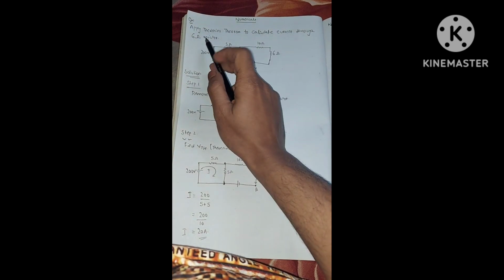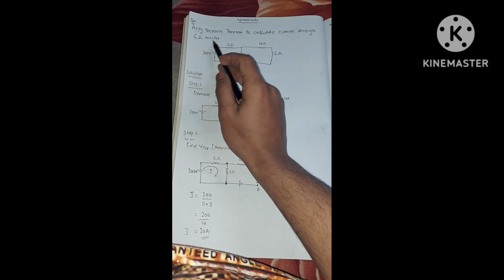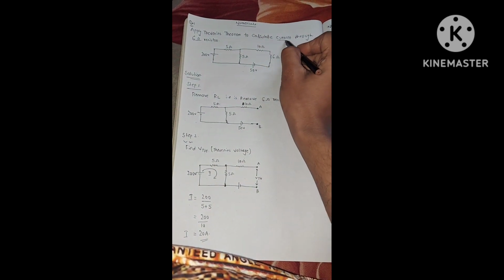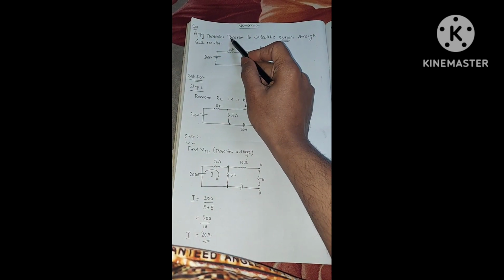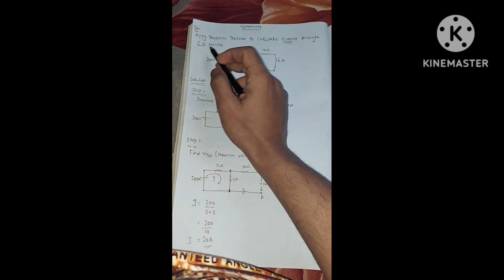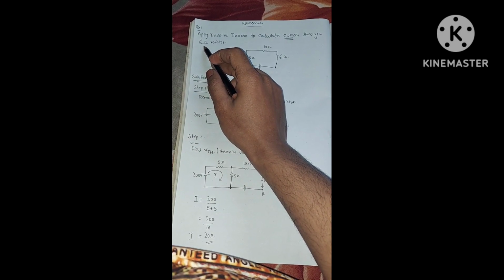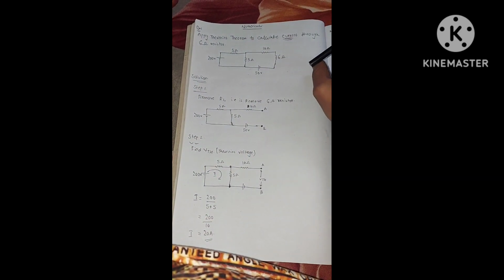Here I am going to apply Thevenin's theorem to calculate the current through a 6 ohm resistor. Basically they will give you a question to find the current, either using Thevenin's theorem or using Norton's theorem. Only this value will change. It could be 6 ohm, 3 ohm, 1 ohm, 5 ohms, anything. If you are able to solve this question, you will be able to solve any question in the semester exams.